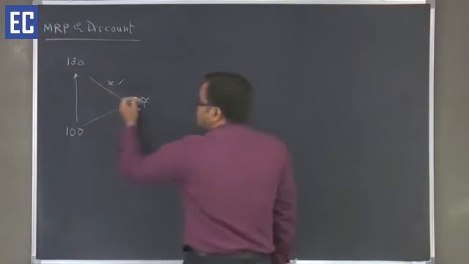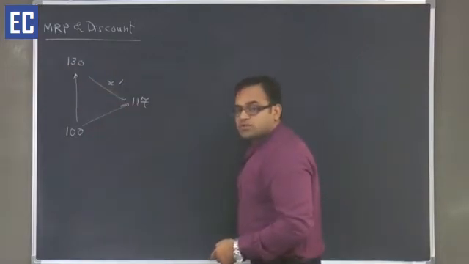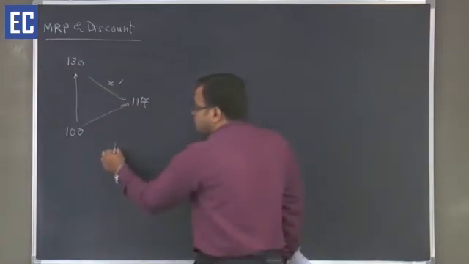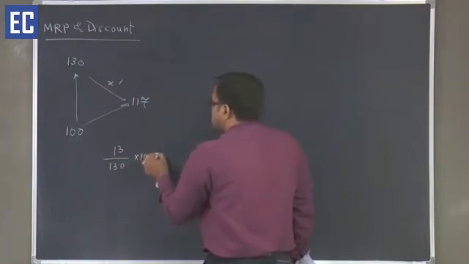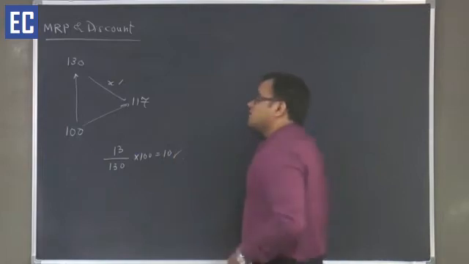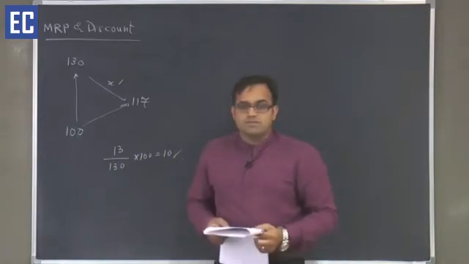Very clearly 130 to 117, the discount is 13 rupees. 13 rupees on a base of 130 is equal to 10%. So the discount here is 10%.